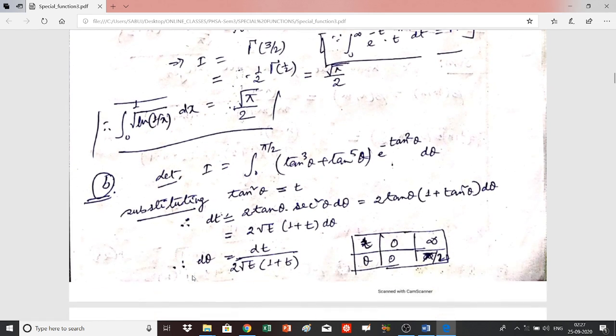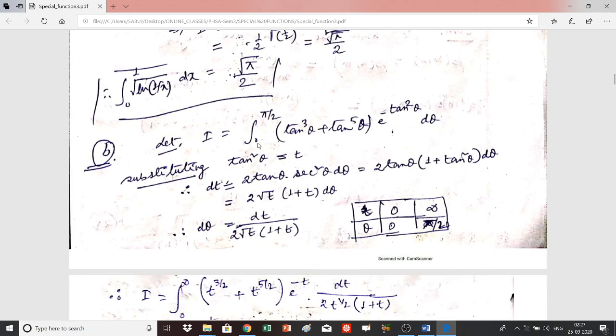Now come to the second problem. The second problem is the integral from 0 to pi by 2 of (tan theta cube plus tan theta to the power 5) into e to the power minus tan square theta d theta, and say it is equal to I. Now substitute in this case tan square theta as t. Differentiating, dt will give you 2 tan theta, then the differentiation of tan theta will give you sec square theta, and then d theta. And you know that sec square theta is equal to 1 plus tan square theta.